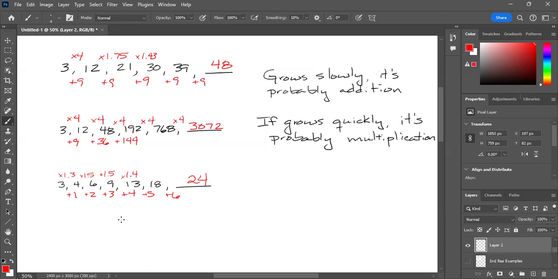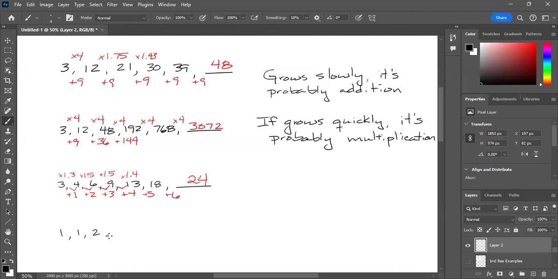And I like to do it this way, just kind of writing, preferably in another color, underneath the pairs, what it takes to get from one to the next. That seems to work pretty well at highlighting what the pattern likely is. Again, not always there, but it could be. Let's do one more.